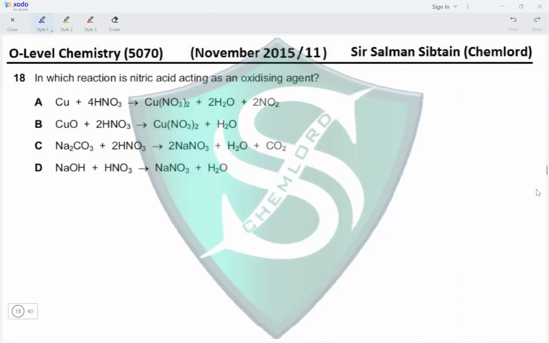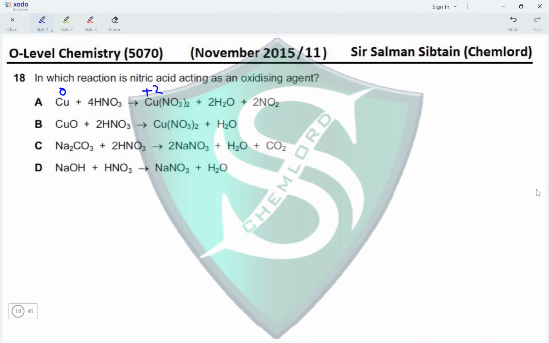Question 18. In which reaction is nitric acid acting as an oxidizing agent? In the first reaction, we have got copper metal having an oxidation state of 0, and in the product, we have copper nitrate having an oxidation state of +2. So copper is undergoing oxidation in this reaction.